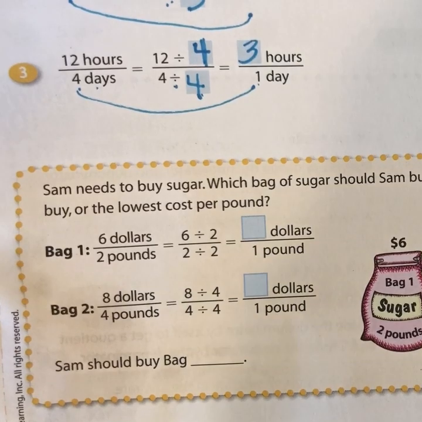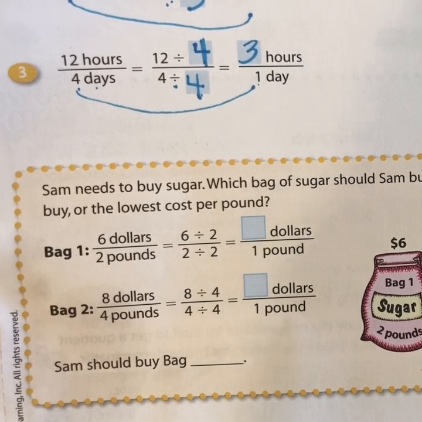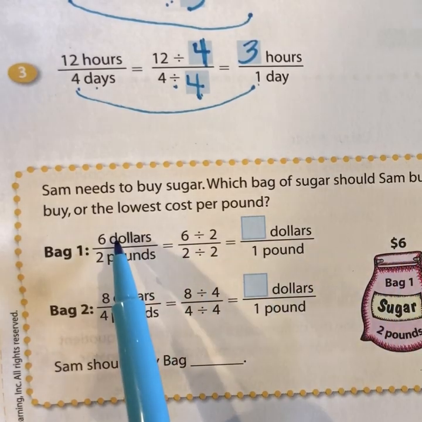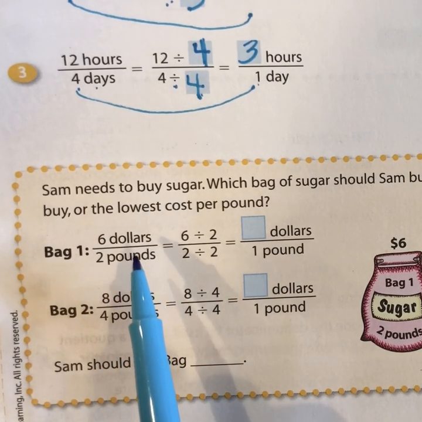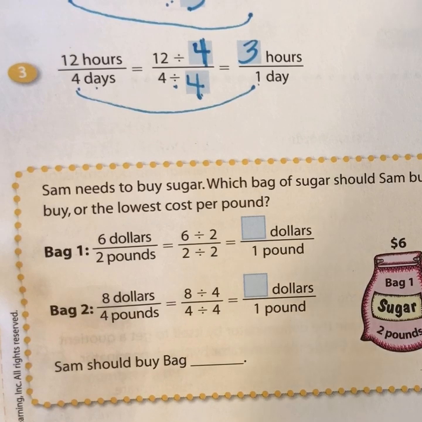So we're going to find the unit rate of each bag of sugar to determine which one is the better buy. All right. So the first bag of sugar costs $6 for 2 pounds of sugar. The second bag of sugar costs $8 for 4 pounds of sugar. So that ratio is 8-4. So I have 6-2 and 8-4. I want to know which one is the better buy. So we're going to find the better buy. We're going to find the cost per pound first.